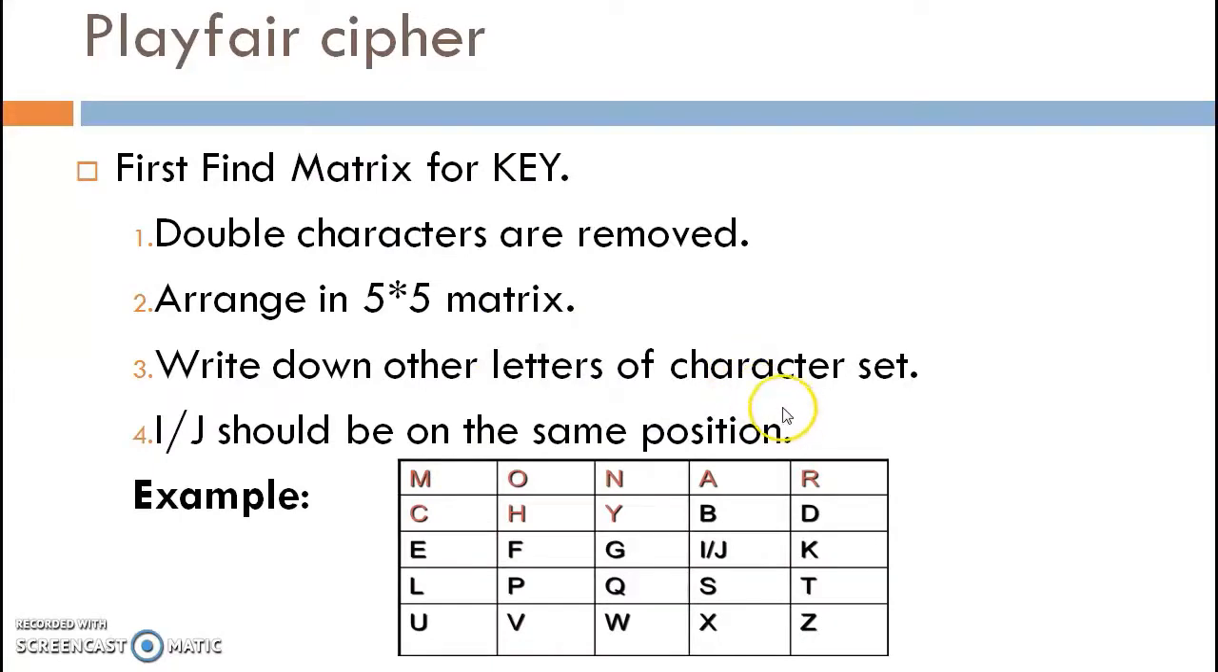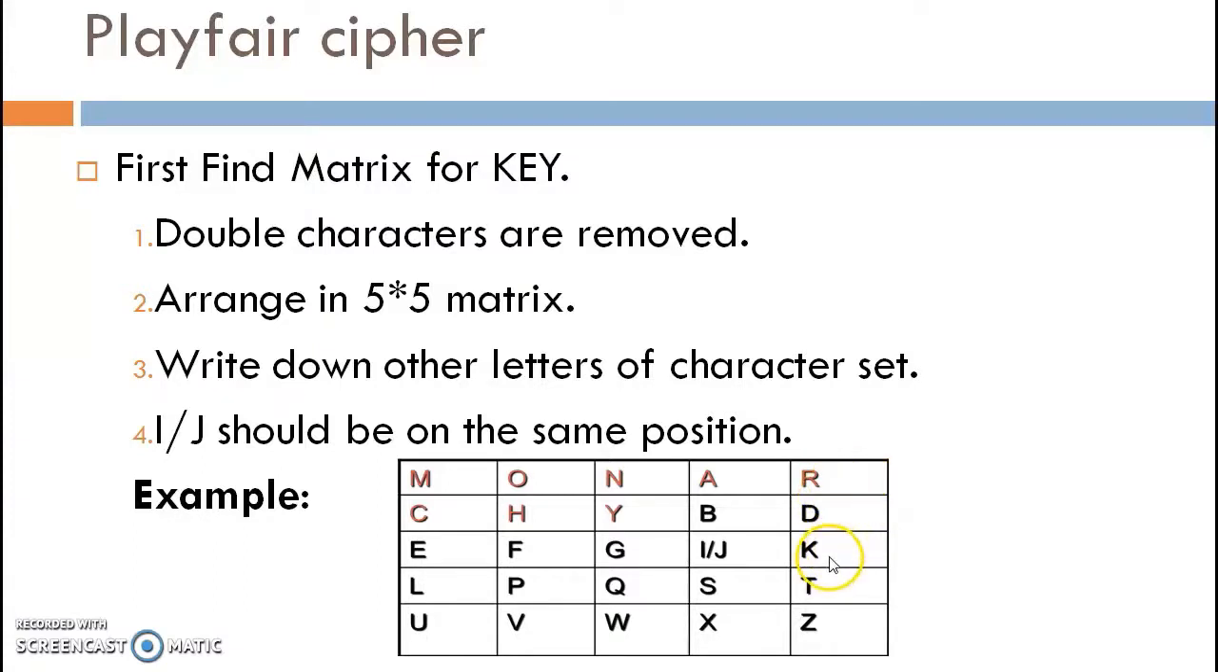Now the next encryption algorithm, the Playfair cipher. In the Playfair cipher, we first make a 5 by 5 key matrix, following some rules. First, to find the matrix for the key, duplicate characters are removed. If the key contains duplicate characters, we remove them and then write the key letters. Now we arrange the letters in the 5 by 5 matrix.